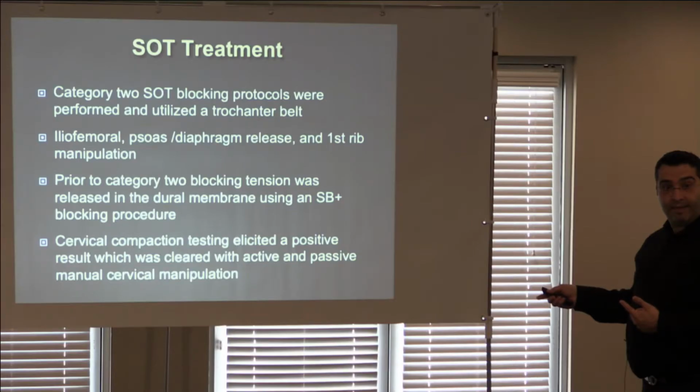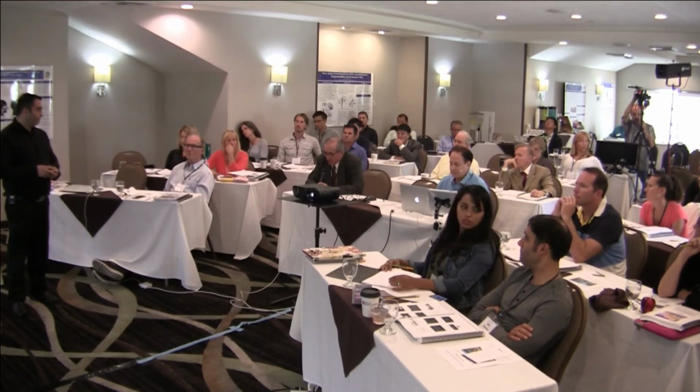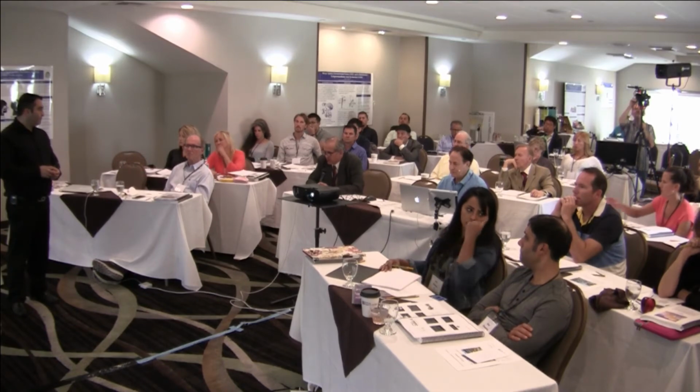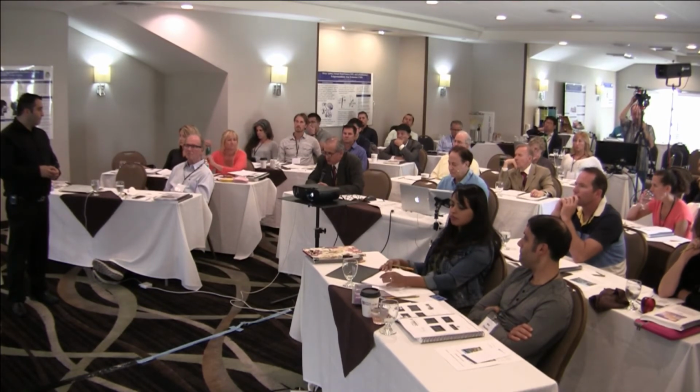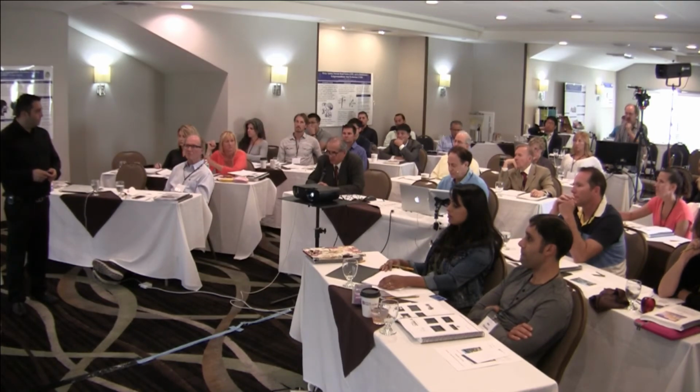Do you want to say anything about this, like what you did? Yeah. So this is just basically the standard stuff I was showing you. There's no real difference. The only thing that was different here was the cervical compaction test was positive. So that is your indicator for a cervical major that had to be released, which can be released as passive or active manual manipulation. I think with him I did passive until I got the cervical to unlock, but that was the only difference about this. The rest of it's just standard category 2 treatment.